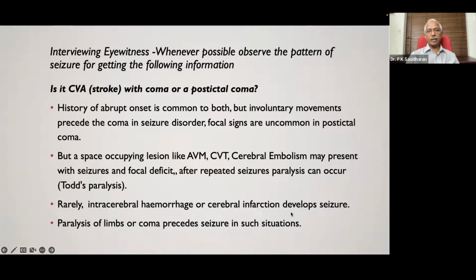And cerebral infarction can have seizures when the person has an underlying low seizure discharge threshold area in that region. Paralysis of limb or coma preceding seizure will be a feature of patients who are having CVA with seizures.